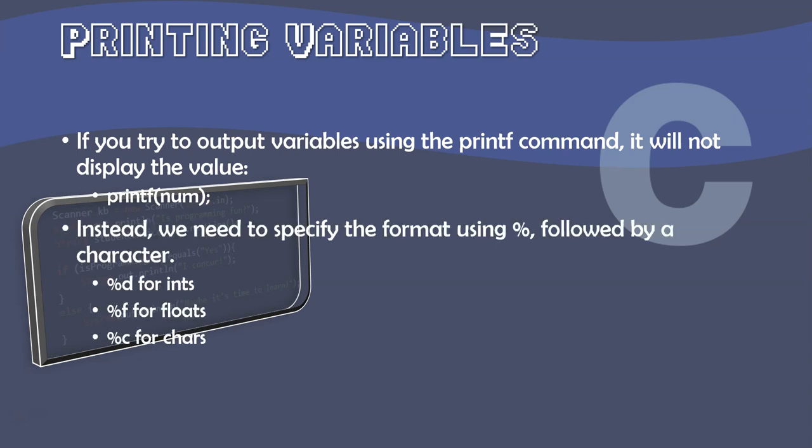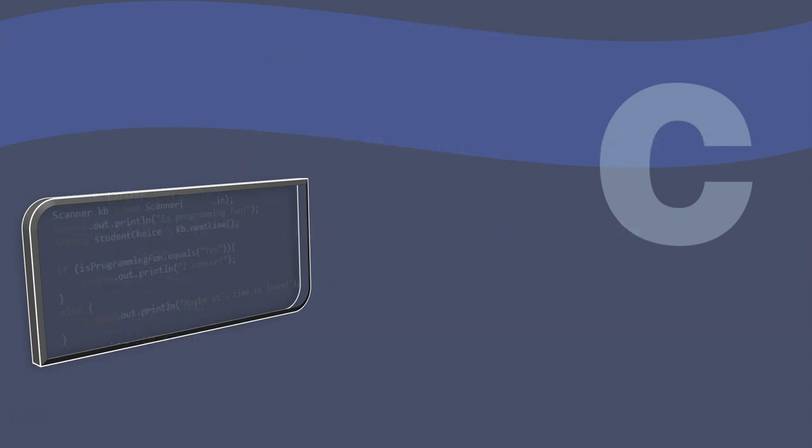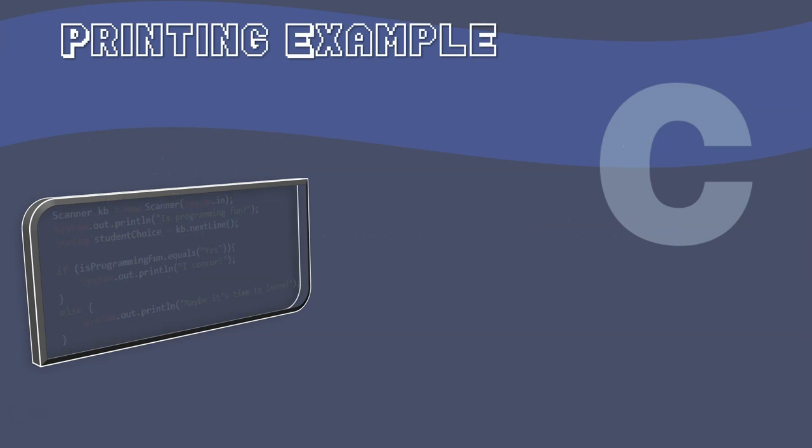Instead, we need to specify first the format using the % followed by a character. So if I say %d, or mod d if you want to think about it that way, that's used for ints, %f is for floats, and % followed by c is used for chars. Again, we have to specify what that is going to be when we go to use that output. So let's look at this with an example to see how this actually ends up looking.